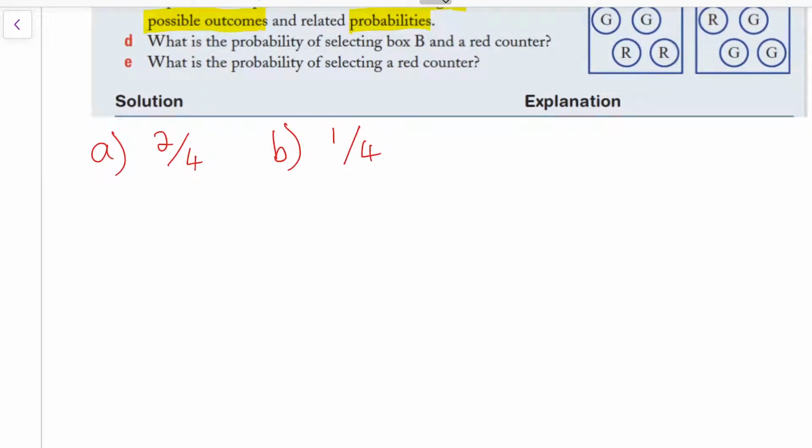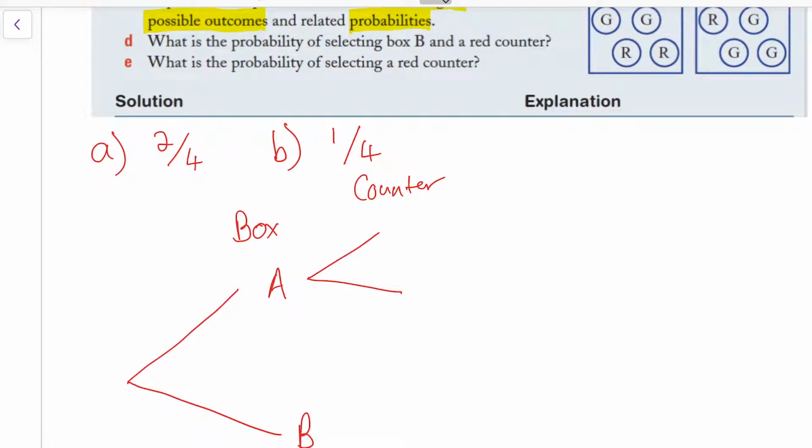So step 1, allow enough space when you're drawing this as well so that you don't get too squishy. We've got to first pick from either box A or box B. So that's first option is your box. The second option becomes the counter, okay, which is the coloured counters. So in box A, we have an option of red or green. Then for box B, we've got an option of red or green.